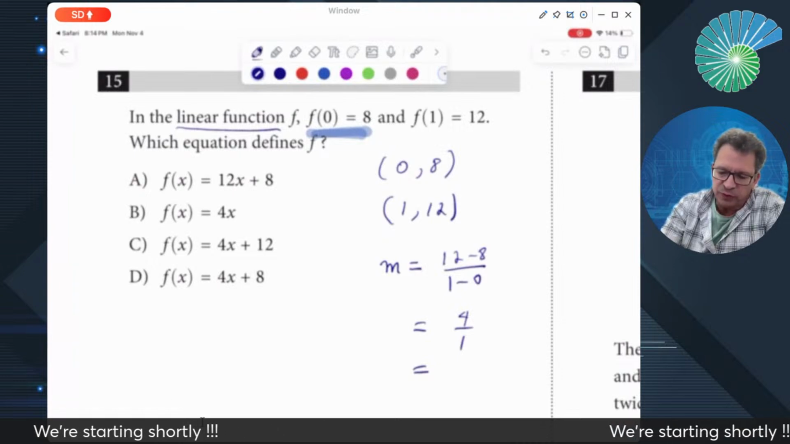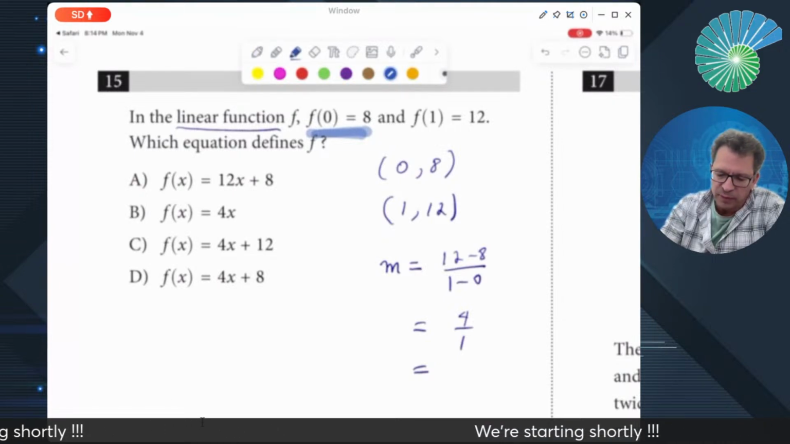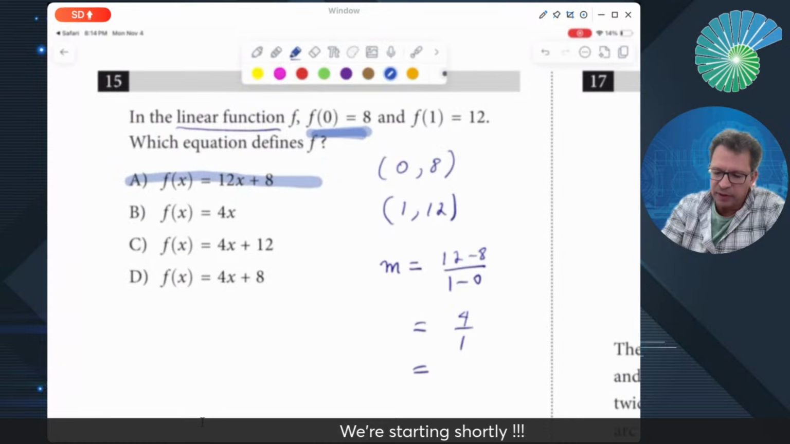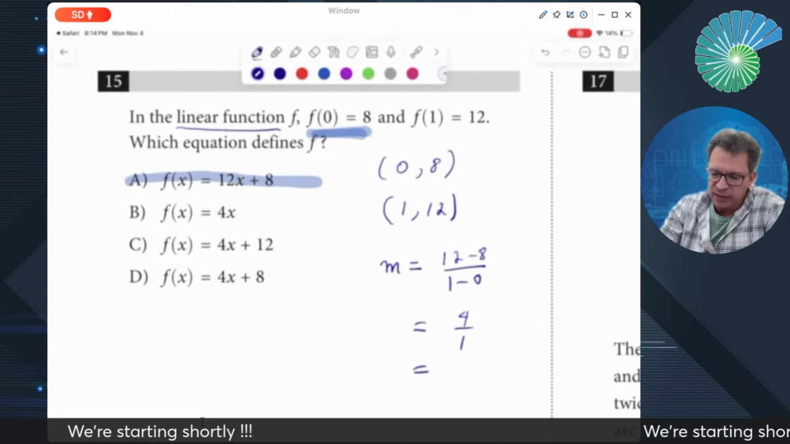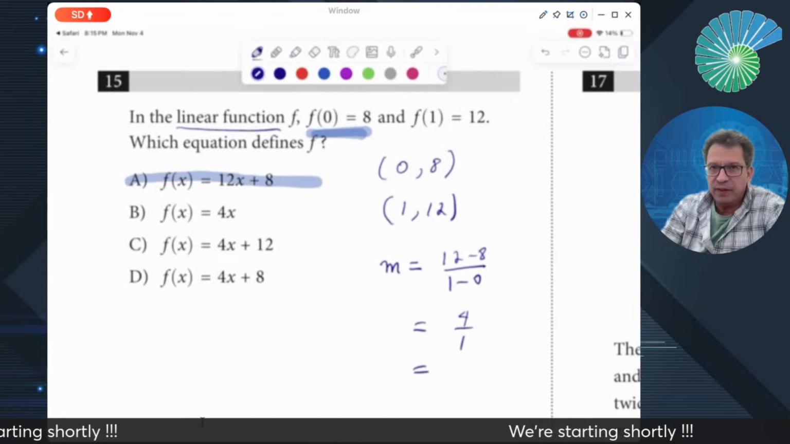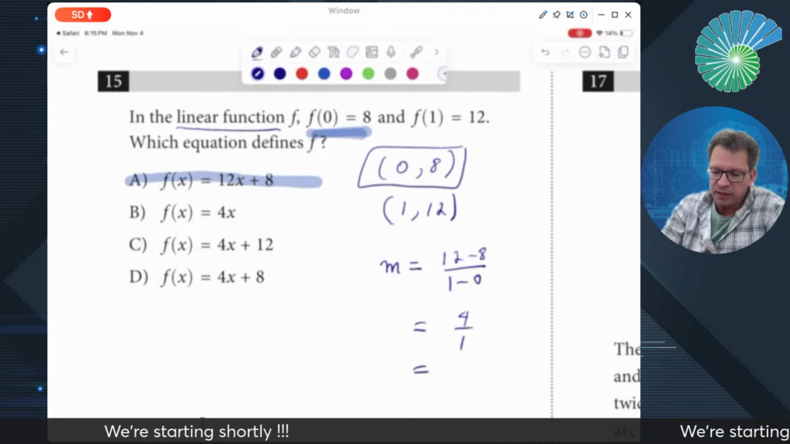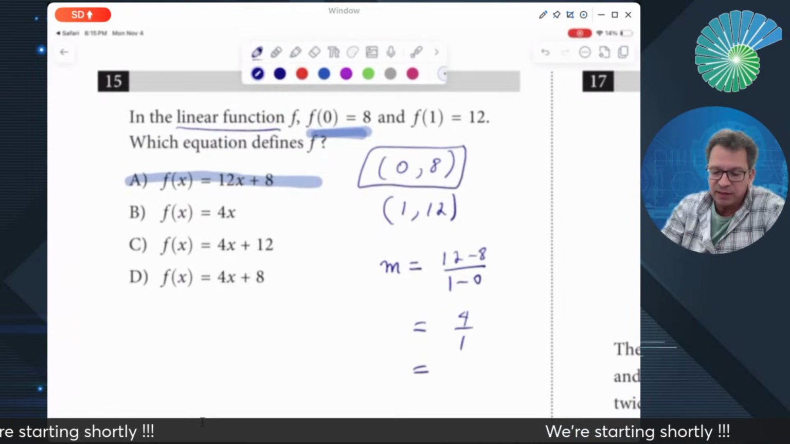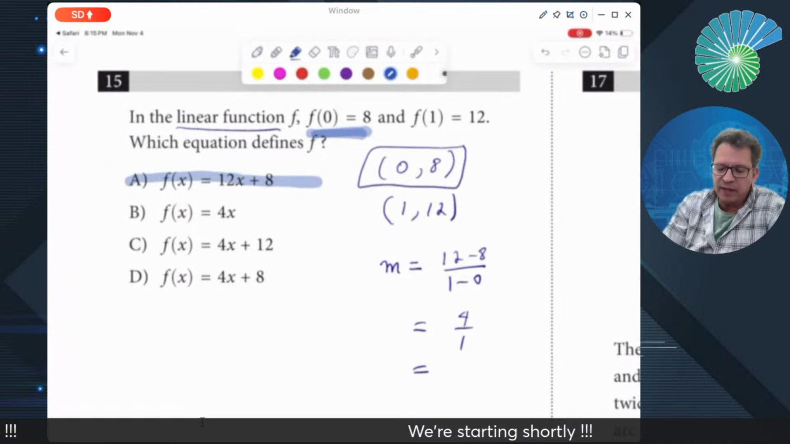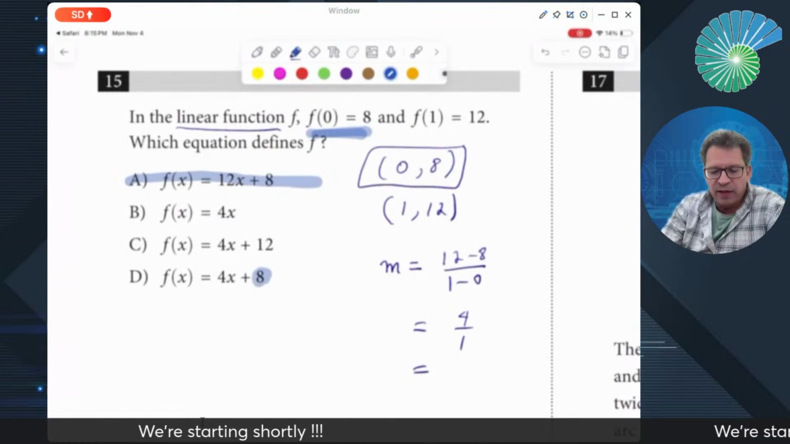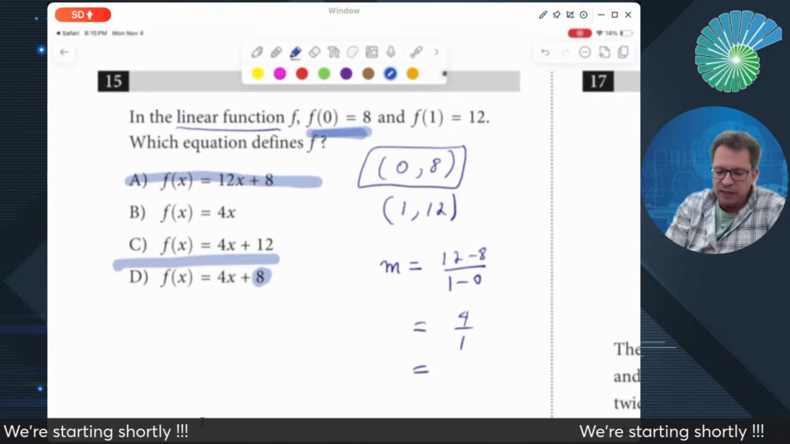Because the slope is 4, this is not a possibility. Then I know that when x is 0, that is the y-intercept. So this point right here tells me that the y-intercept is 8. So out of the three remaining choices, the only one that has y-intercept equals 8 is D, and that's my answer.